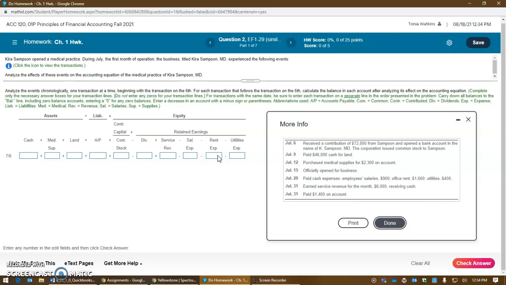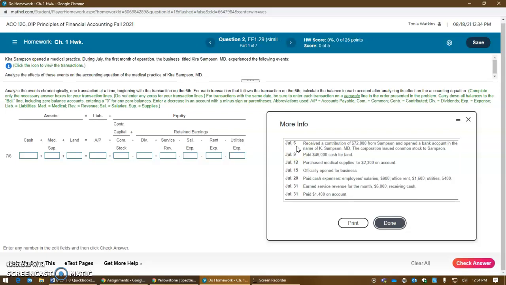It says analyze the events chronologically, one transaction at a time, beginning with the transaction on the 6th. For each transaction that follows the transaction on the 6th, calculate the balance in each account after analyzing its effect on the accounting equation. It says complete only the necessary answer boxes for your transaction lines. Do not enter any zeros for your transaction line. If there's a transaction with a date that does not affect any account, you're just going to leave it blank.